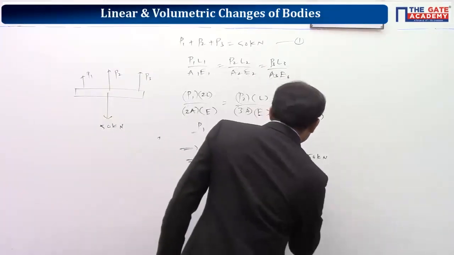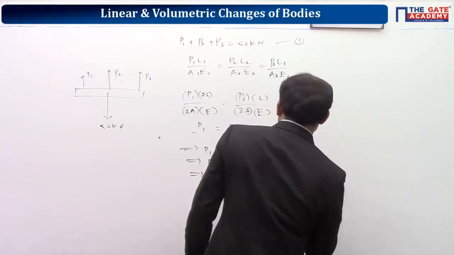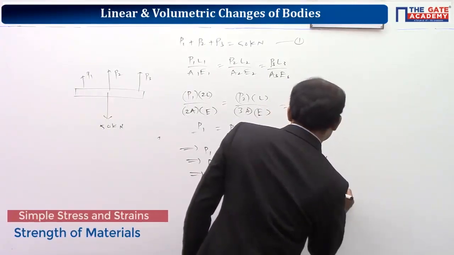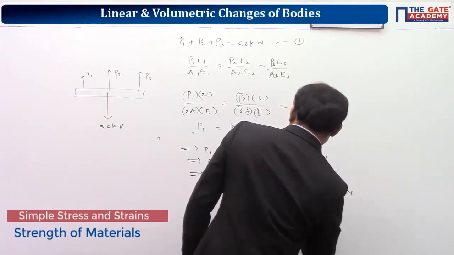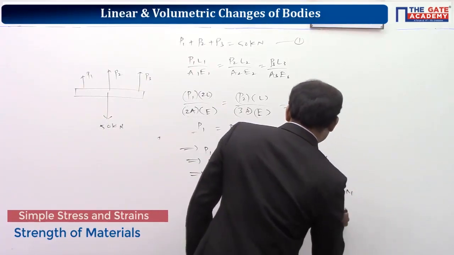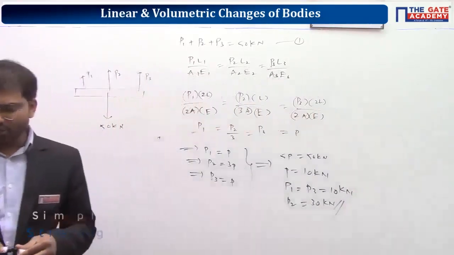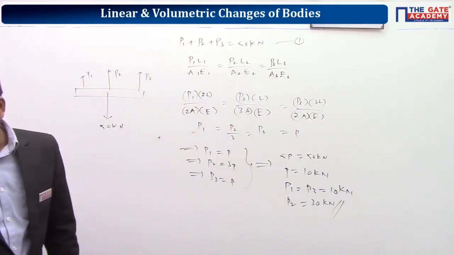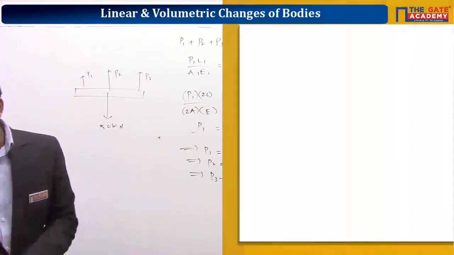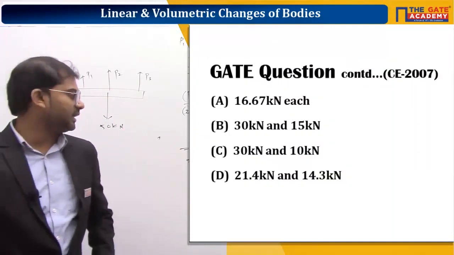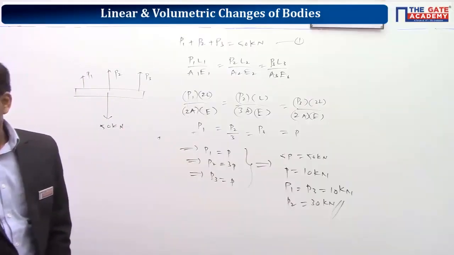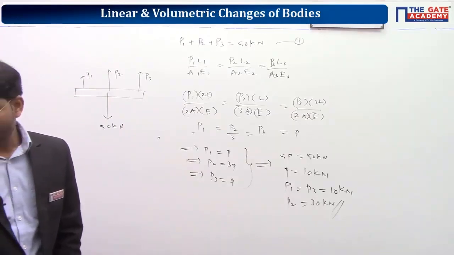So this gives you P is equal to 10 kilonewton. This implies P1 is equal to P3 is equal to 10 kilonewton and P2 is equal to 30 kilonewton. So the central rod is experiencing 30 kilonewton, outer rods are experiencing 10. Central and outer rods should be given in sequence: central is 30, outer is 10. So 30 comma 10. C is the answer here. We are done with this.